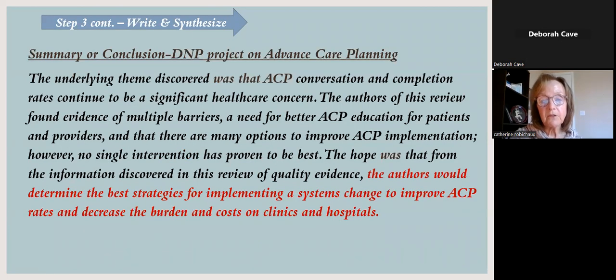In this summary of the literature and synthesis chapter in the D&P project on advanced care planning, the students again identified the major themes, including the barriers encountered and the need for better education for providers and patients. They then briefly describe how their proposed intervention would address a continued need for better strategies to improve advanced care planning completion rates.